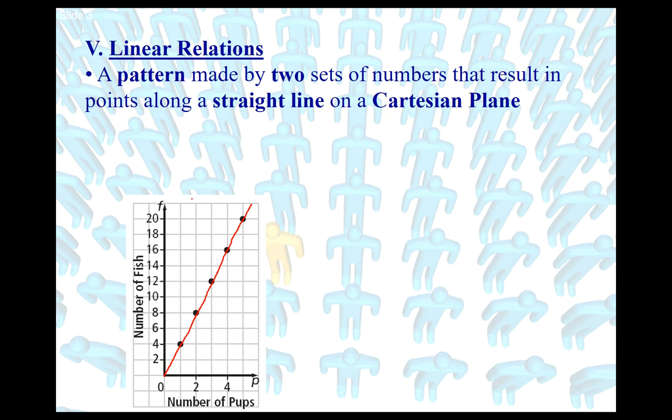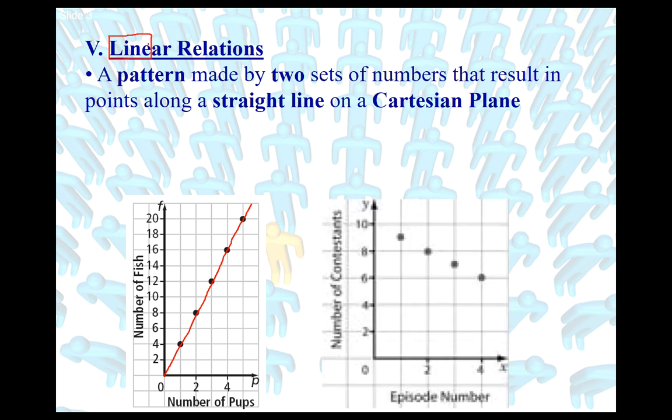Okay, so if your pattern made by two sets of numbers can form a straight line on a Cartesian plane, we call it a linear relation. And again, whenever you see that word linear, just look at the first four letters of the word. The first four letters of the word is line. So linear relation is all about being able to put a straight line through the data.